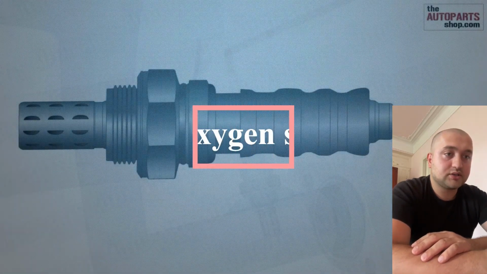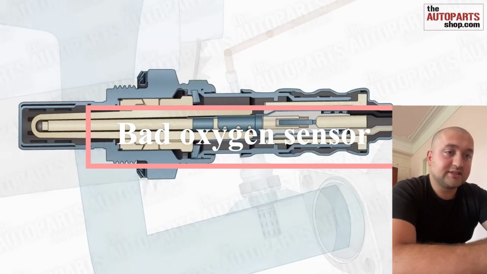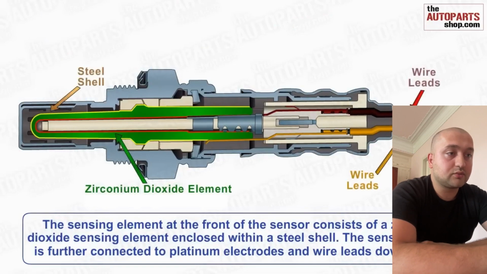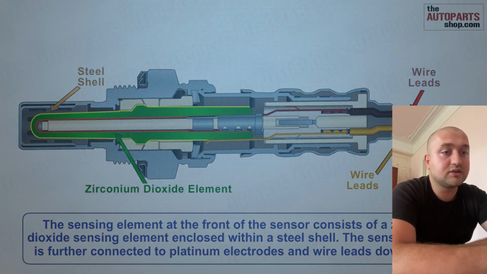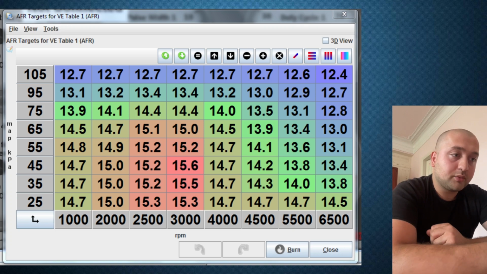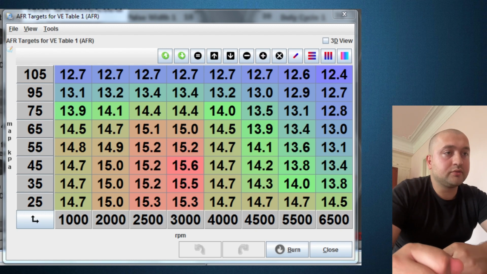Okay, the first reason why your fuel consumption is increased can be a bad oxygen sensor, but to understand the science behind this, you need to know what an AFR table is. An AFR table is a map of desired air-fuel ratios under various operating conditions to optimize the engine's performance and efficiency. So here you see an example of what an AFR table looks like. We have engine RPM on the x-axis and engine load on the y-axis.